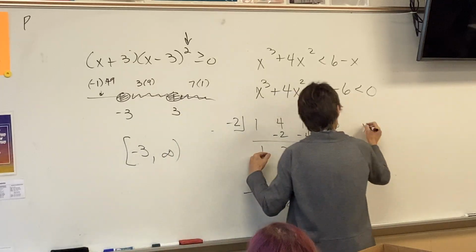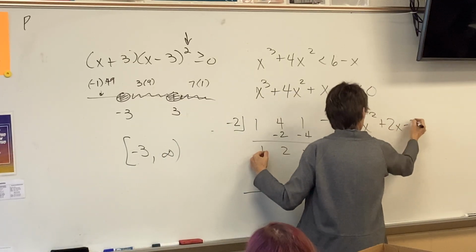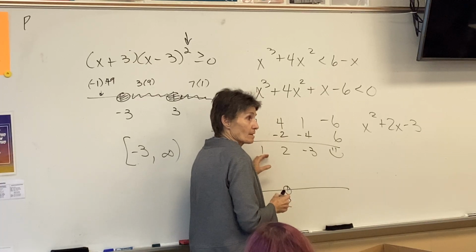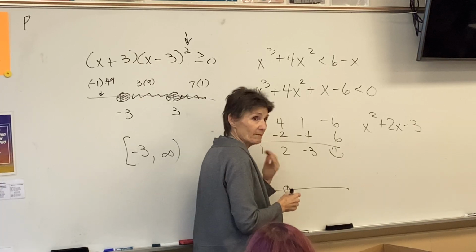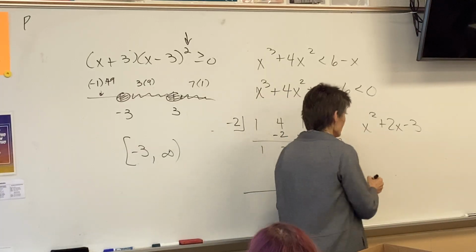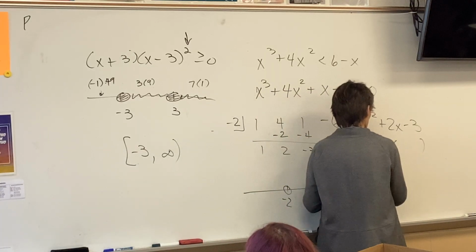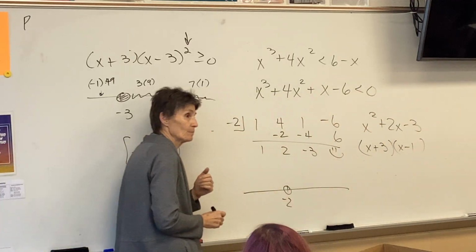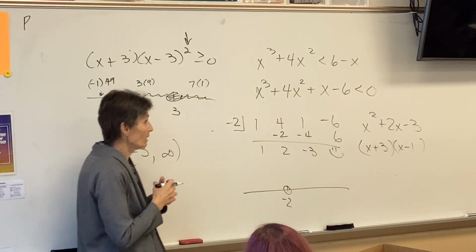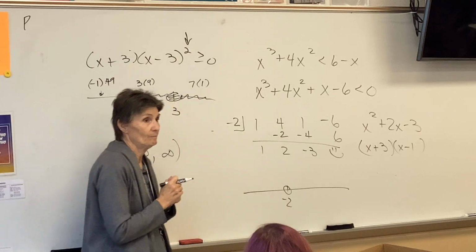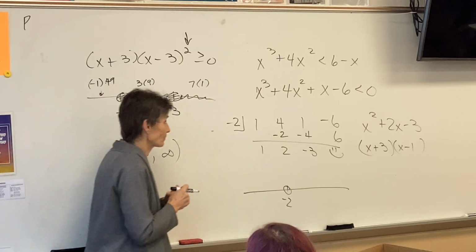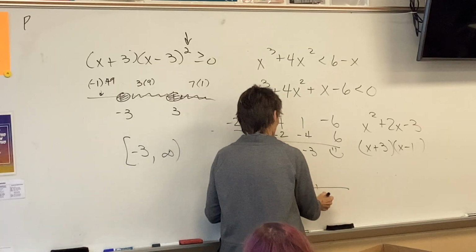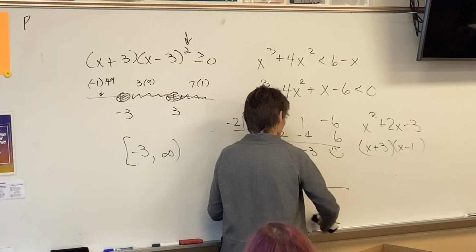That's x squared plus 2x minus 3. I promise you'll get a factorable problem. If you don't have factors, you can use the quadratic formula, but it will factor. So where else do I put dots? At negative 3, and positive 1.